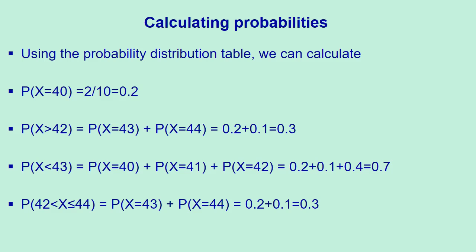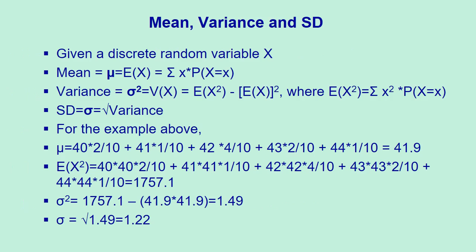Probability of x less than 43 is equal to probability of x equals 40 plus probability of x equals 41 plus probability of x equals 42, which is equal to 0.2 plus 0.1 plus 0.4, which is 0.7. And lastly, probability of 42 less than x less than or equal to 44 is simply equal to probability of x equals 43 plus probability of x equals 44, which is 0.2 plus 0.1, which is 0.3, as shown in this slide.